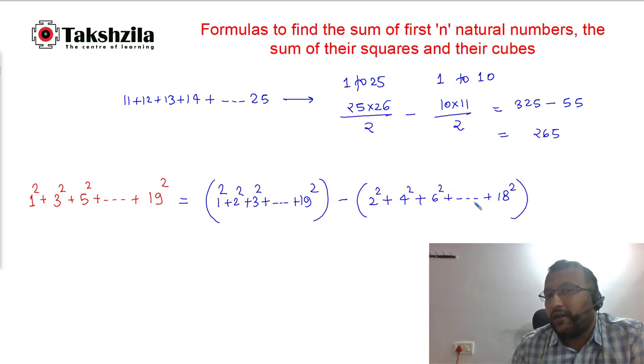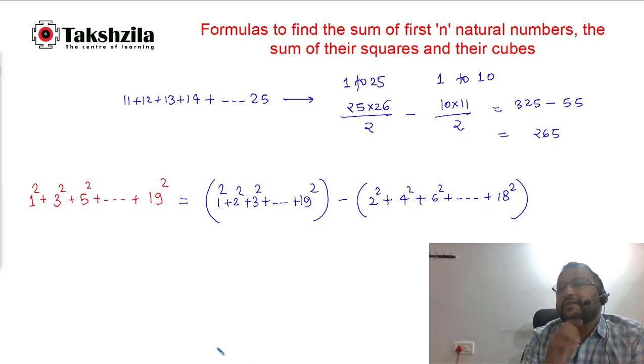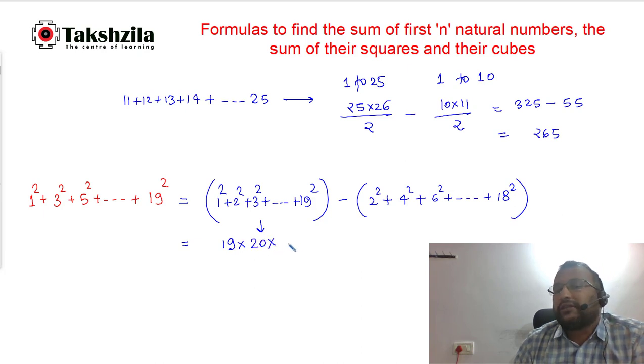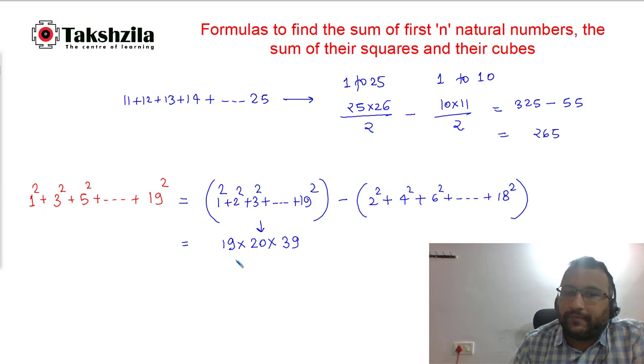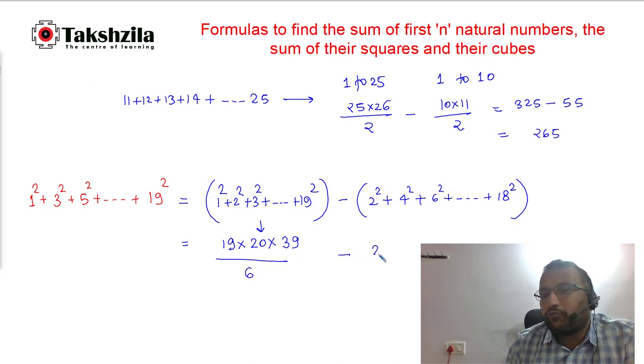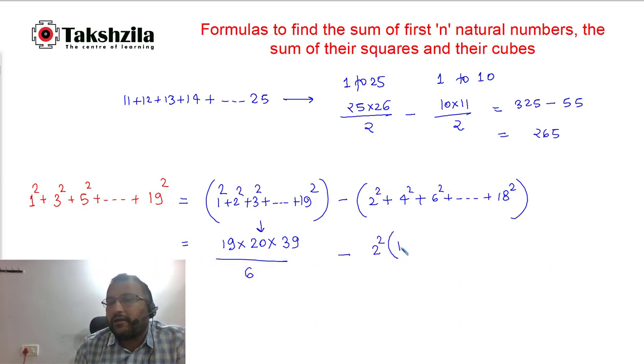Now how to find the value of this subtraction? Let's have a look at it. The formula to find the sum of squares of first n natural numbers. This is the sum of squares of first 19 natural numbers. So the formula is n into n plus 1 into 2n plus 1, that is 38 plus 1, 39, divided by 6. Now here what we can do is take 2 square common. If we take 2 square common in a bracket, 1 square plus 2 square plus 3 square till 9 square is remaining.